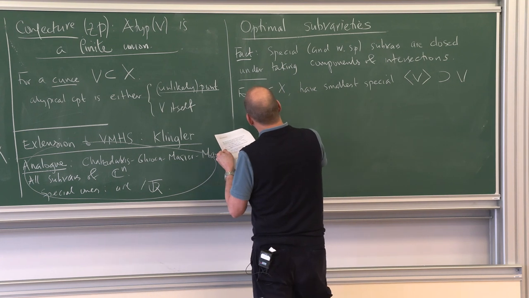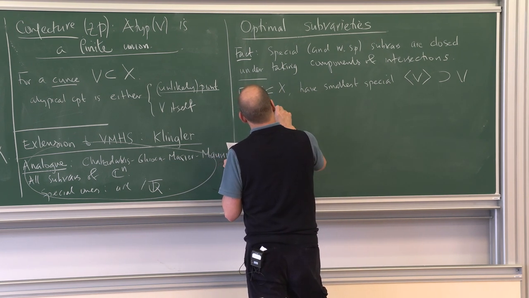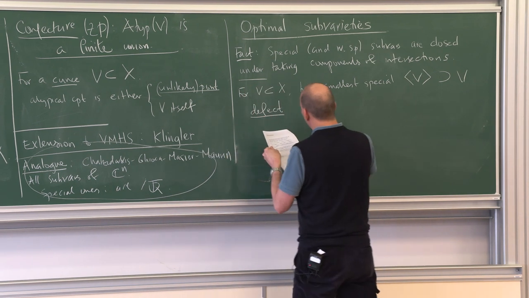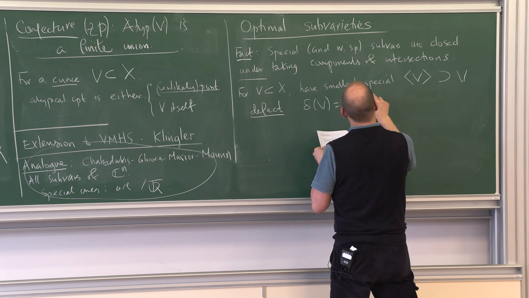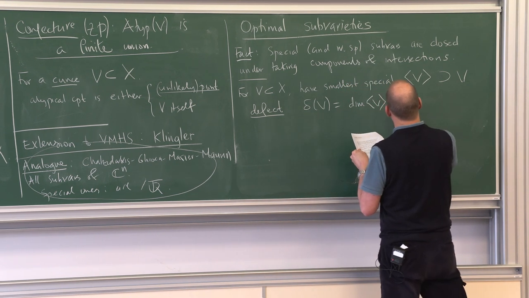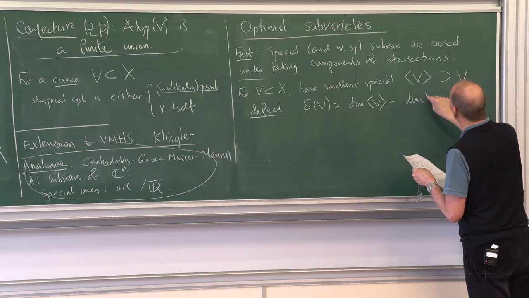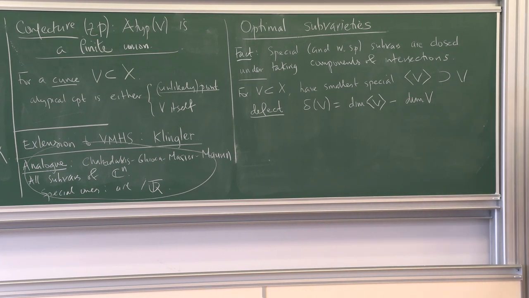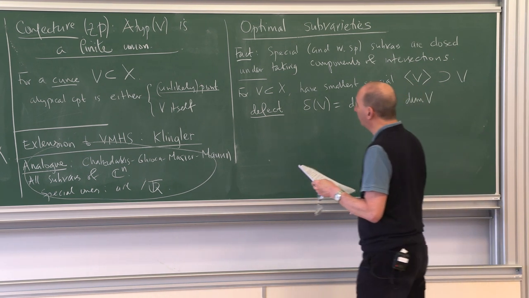And it gives this, you can then make a notion of a defect, the defect of V, delta V, is the dimension of the special closure of V, this minus the dimension of V. And if you like, this measures how far away V itself is from being special, because this is zero if V is special, and otherwise it isn't. So this again, this is Pink's setup.